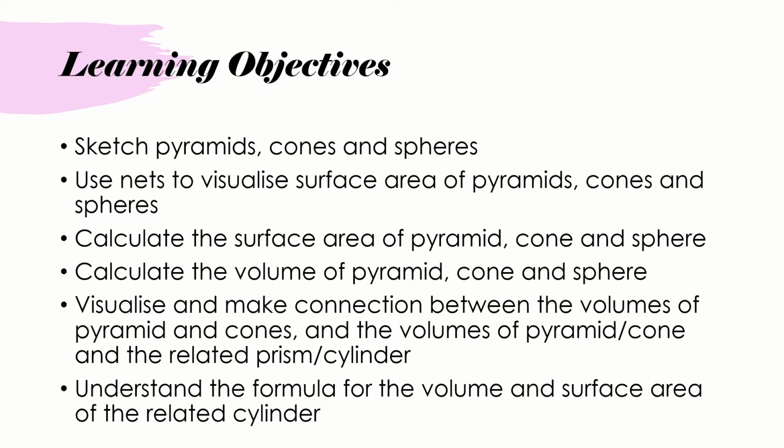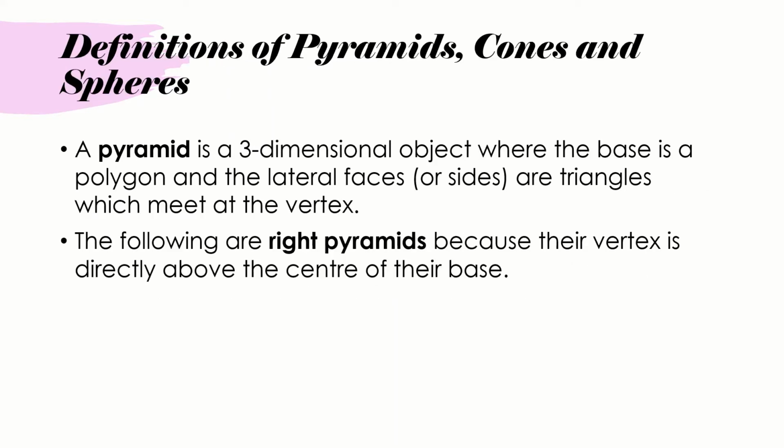Next, you need to use nets to visualize the surface areas of those three, calculate the surface area, calculate the volume, visualize and make connections between the volumes of the pyramid and cone and the related prism and cylinder, and lastly to understand the formula for the volume and surface area of the related cylinder. Okay, so what are the definitions of pyramids, cones and spheres?